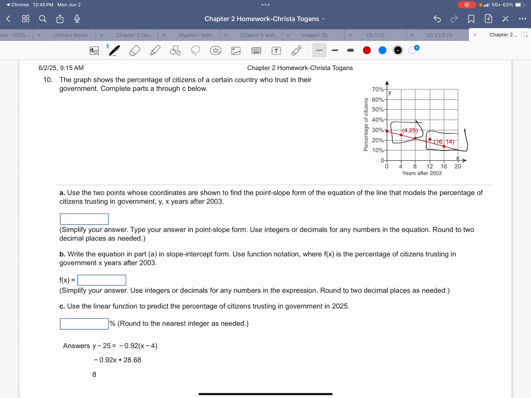So it says round, where it says, use the linear function to predict the percentage of citizens in the year 2025. And you just follow however you set up the years. And this is years after 2003.